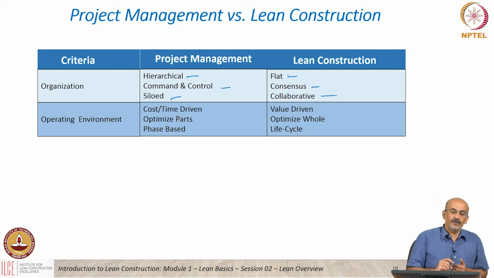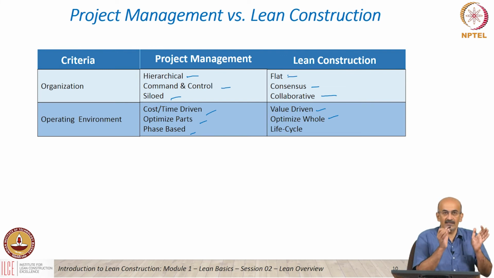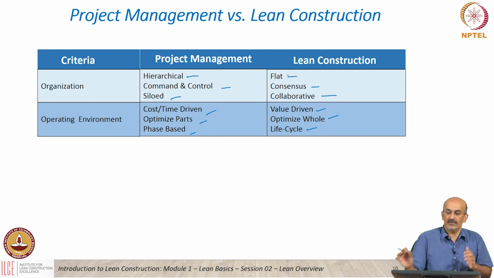Now, when we go to an operating environment, in project management, it is cost driven. We try to optimize the parts. It's based on phases. Whereas in lean, we look at it from a value perspective. We try to optimize the whole, not the parts, and we look at the whole life cycle. We don't look at just optimizing or looking at the phase. We're trying to look at it from a life cycle perspective.